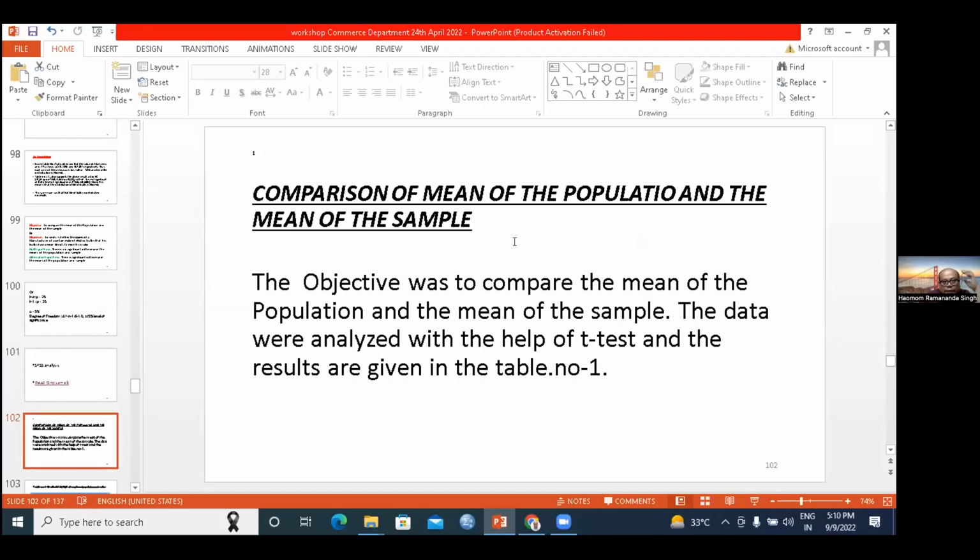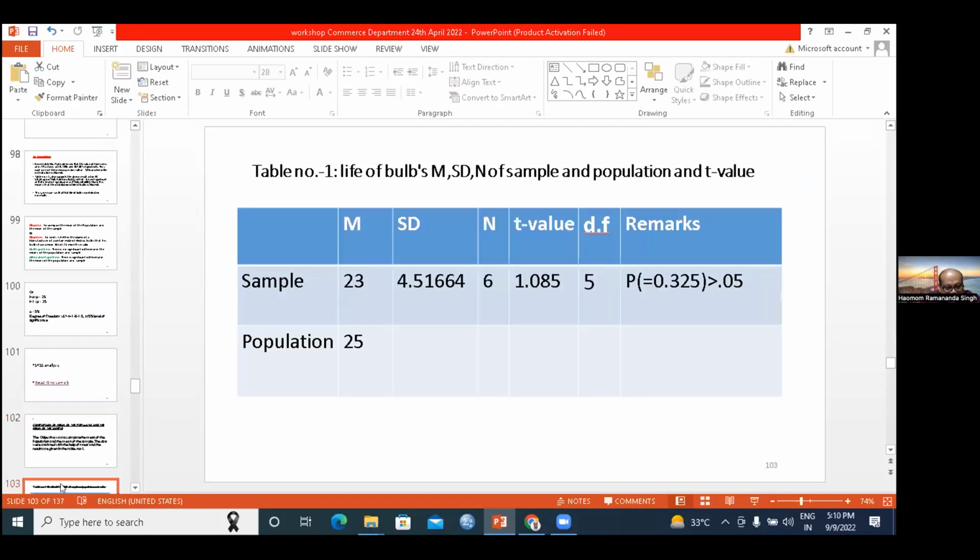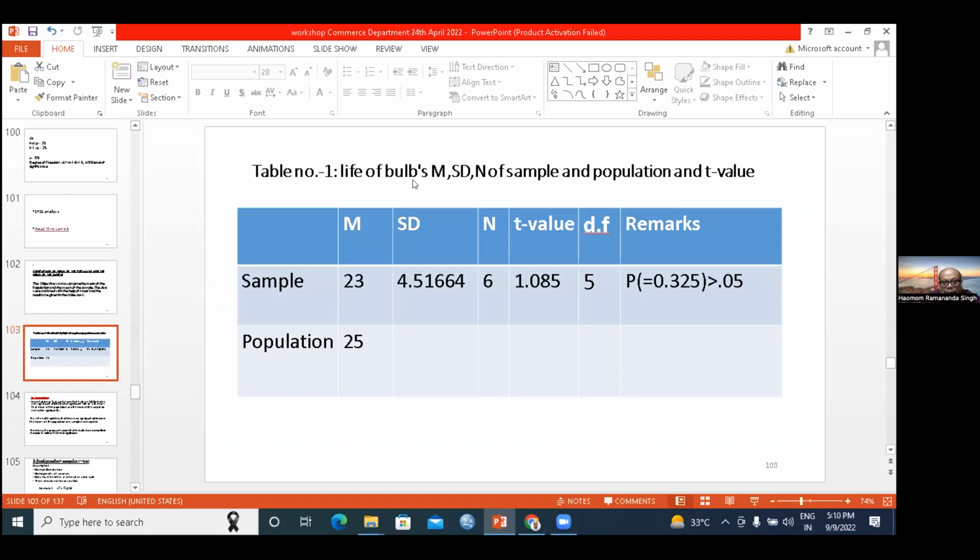Now you write down. Normally after this we write down like this. The objective was to compare the mean of the population and the mean of the sample. The data were analyzed with the help of t-test, and the results are given in table number 1. So life of the bulb: mean, standard deviation, number of samples, population. This is given here: mean of the sample, mean of population, standard deviation, and p value.